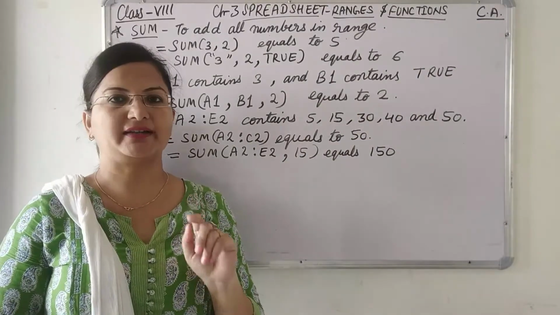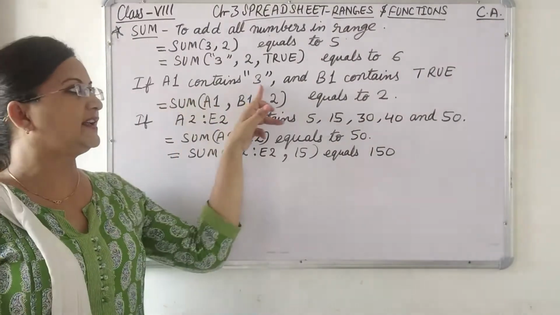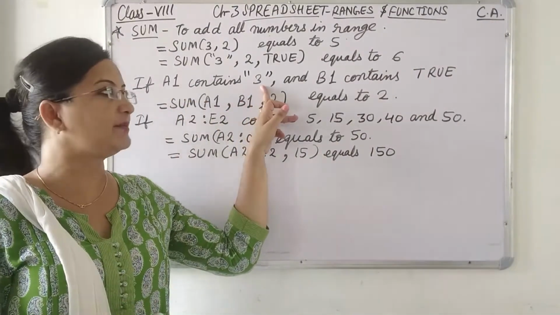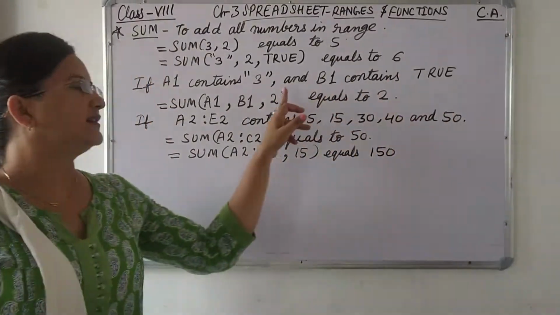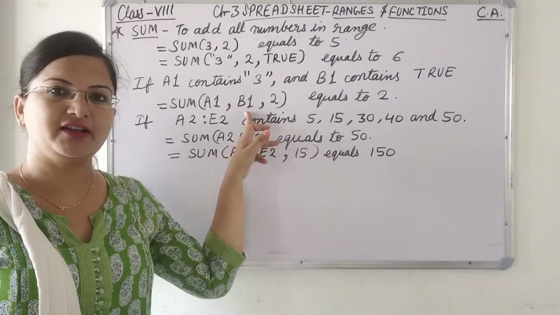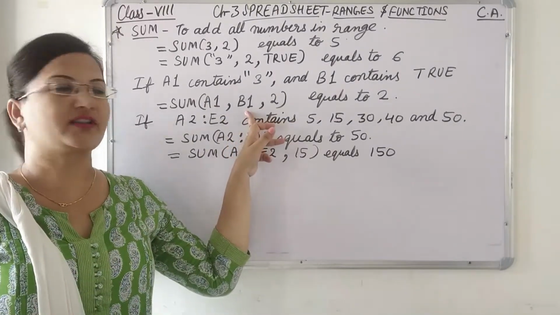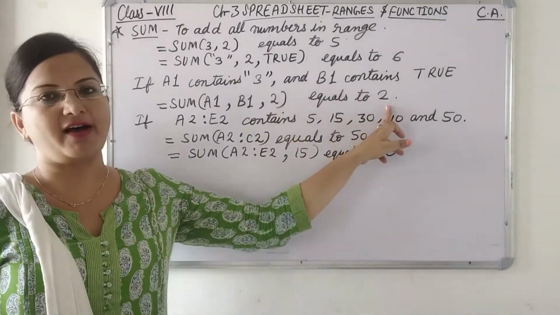TRUE means 1. Now if A1 contains 3 as a text representation of the number, and B1 contains TRUE, that means 1, but we are passing them here as references, then these two will not be counted. Only 2 will be the answer.